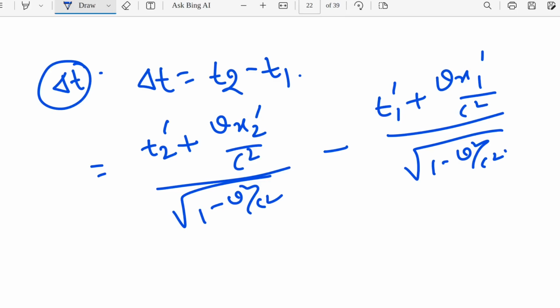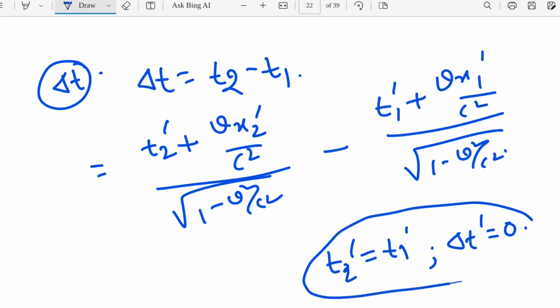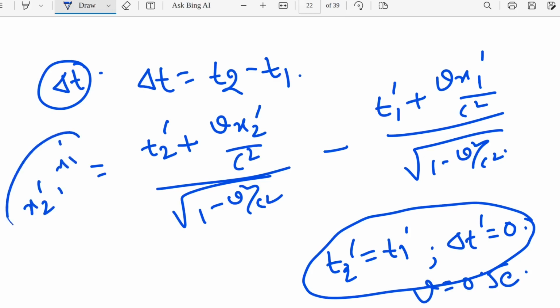In this question, T1 prime and T2 prime are given, which is nothing but T2 prime equals T1 prime, and delta T prime is 0. This expression is given here, and we also know that V equals 0.5 c, but we don't know about x2 prime and x1 prime. What will be the value of x2 prime and x1 prime?